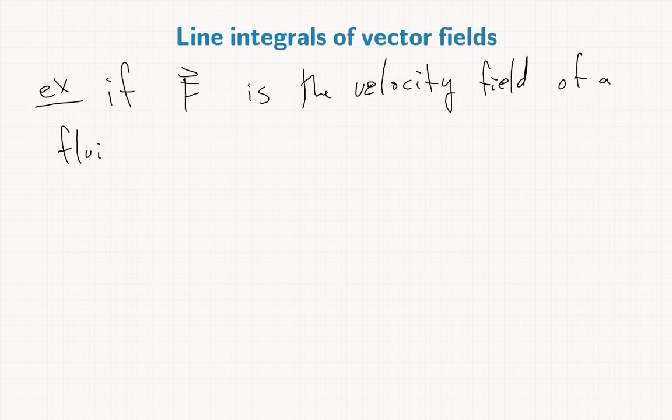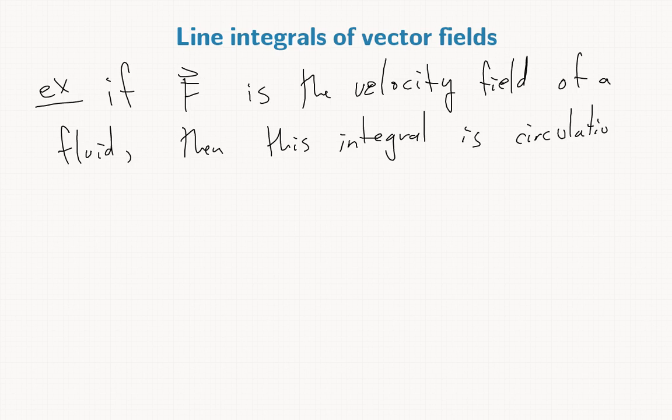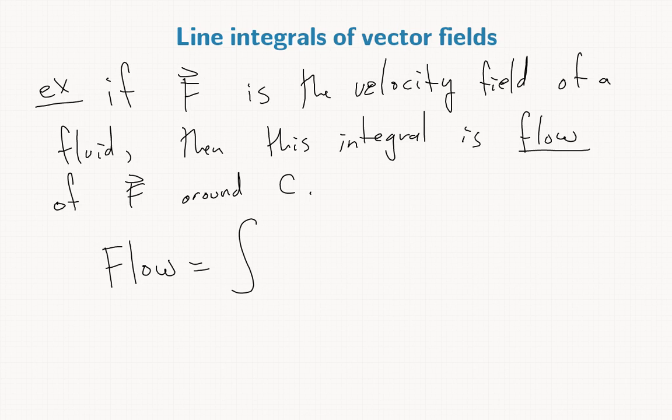So for the velocity field of a fluid, like water or wind or whatever, the integral is what's called the flow of F along C. So flow is the integral of F, and again this is just another notation for writing F dot T ds.